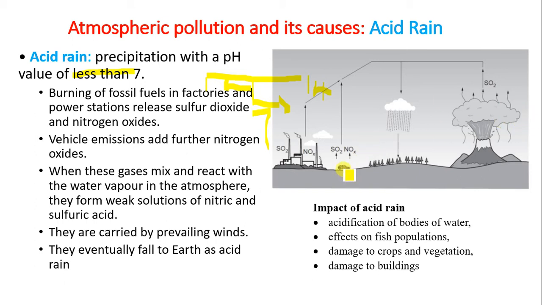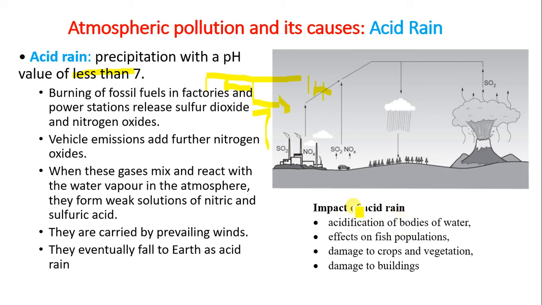Now, another thing you should know is these gases can travel long distances by wind and react with water and form this acidic rain, and it will fall back to the earth's surface in the form of precipitation, but it has a lower pH because of these gases in the atmosphere.